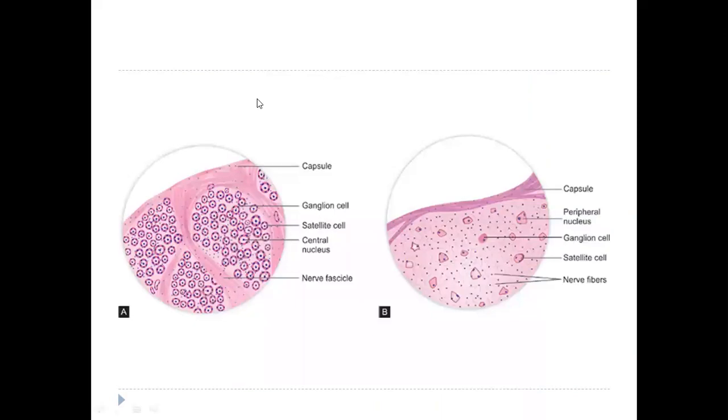So now can you tell me, type in the chat, which ganglion is represented by diagram A, and which ganglion is diagram B? Just type it in the chat, easy question. Yes, A is the spinal ganglion or the sensory ganglion, and B is the sympathetic ganglion.